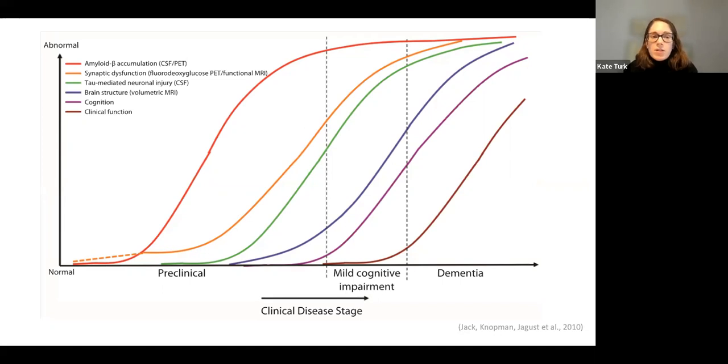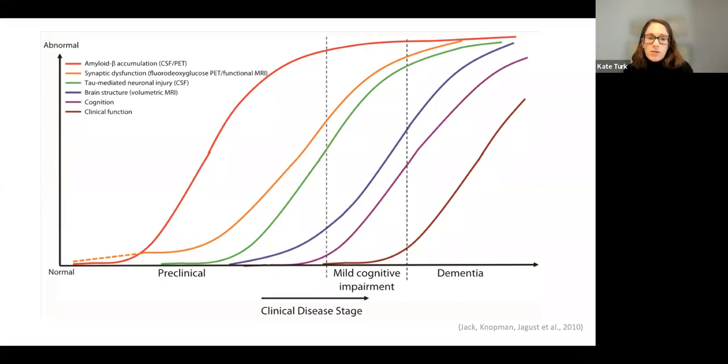Following this, we think that there's tau-mediated neuronal injury, which we hope we'll be able to measure using tau PET in the near future clinically. It's definitely in the research realm now. And then CSF measures of tau could also give us some measures for this green line.